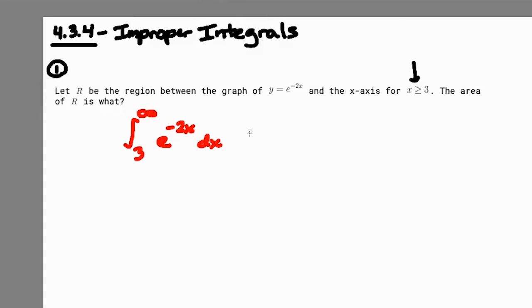So the first thing I'm going to do is find the antiderivative. If you notice, it's a buried function. You could use u substitution, or you can use the shortcut: do the antiderivative of the outside layer, which is e to the negative 2x. The antiderivative of e to the x is just itself. And then you divide by the derivative of the inner layer, which happens to be negative 2. Then we're integrating this from 3 to infinity.